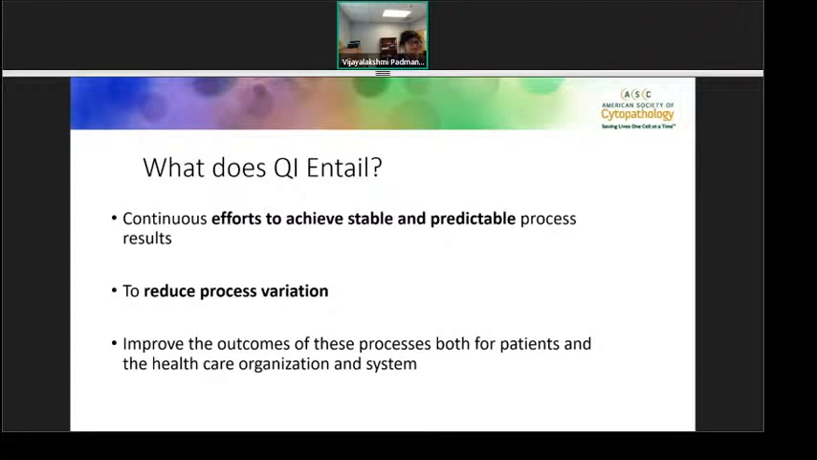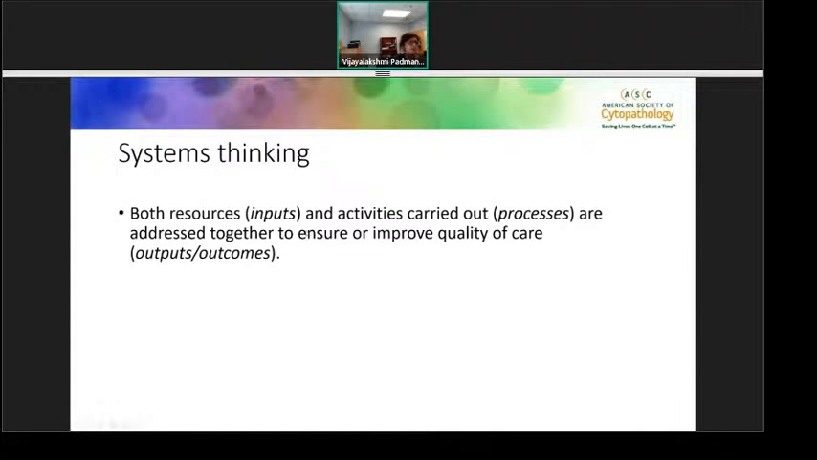In every process, there's going to be some variation, right? Now, the whole tenet is to reduce variation so that your process is in a form that is within what you would accept as acceptable variation. We'll talk about this in a little bit. So when you think about processes, both resources and the activities that you do are addressed together so that you get a certain outcome, right?